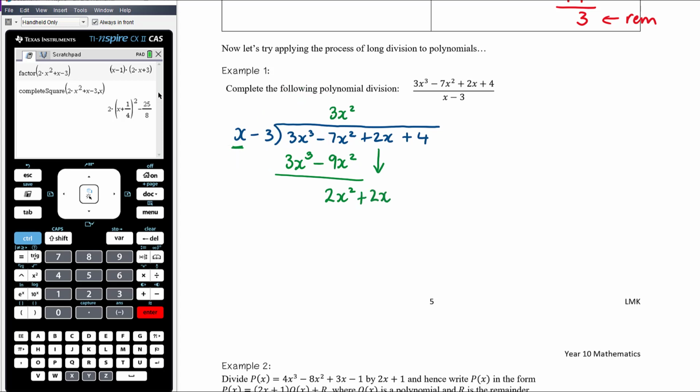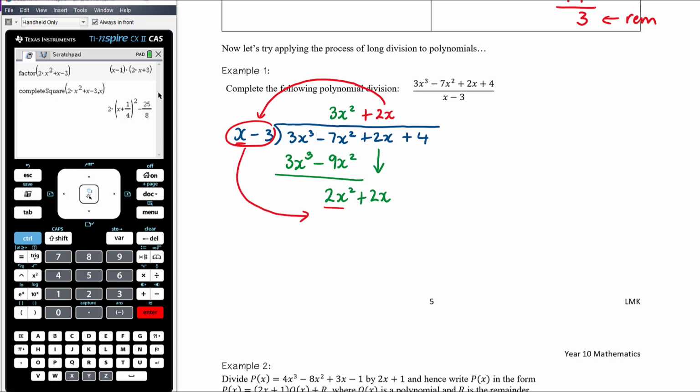So the question is, what do I need to multiply x by to get 2x squared? It's really 2x squared divided by x gives what? But I find it easier with algebraic terms to think about what I would need to multiply x by to get 2x squared. And that would be 2x. So that's the next term in my answer. Then I'm going to take that term, multiply by x minus 3, and write that down underneath.